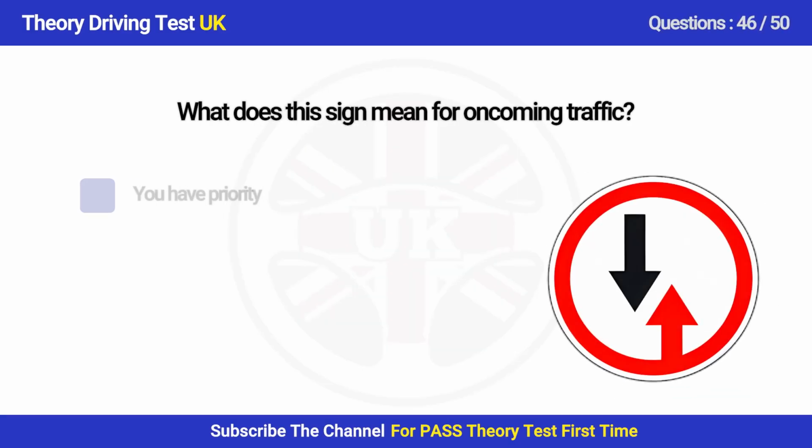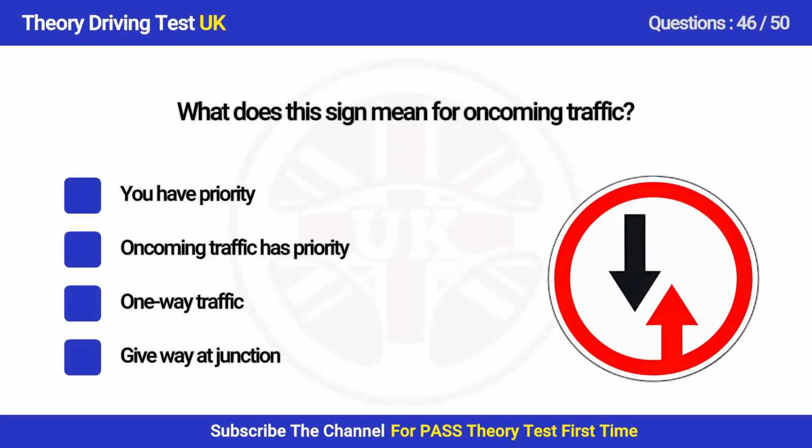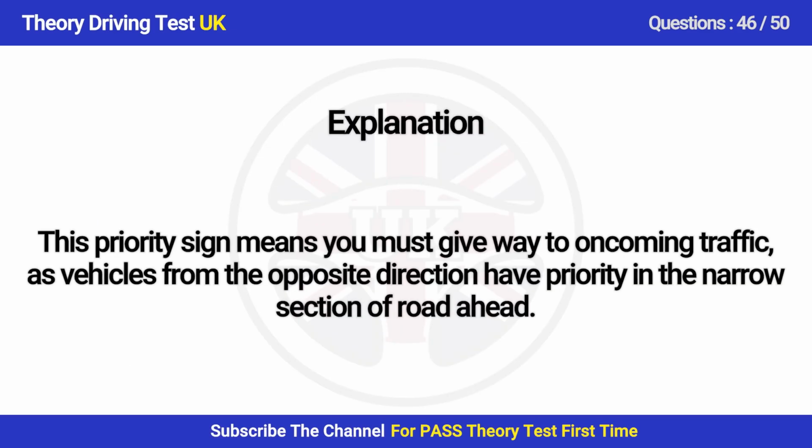Question 46. What does this sign mean for oncoming traffic? A. You have priority. B. Oncoming traffic has priority. C. One-way traffic. D. Give way at junction. Answer is B. Oncoming traffic has priority. This priority sign means you must give way to oncoming traffic, as vehicles from the opposite direction have priority in the narrow section of road ahead.